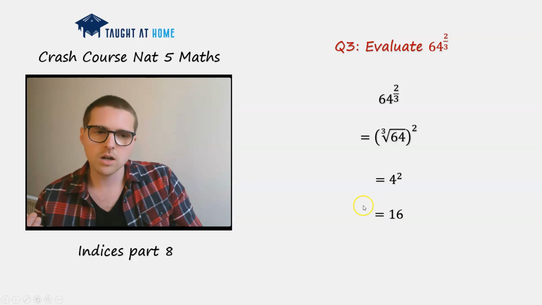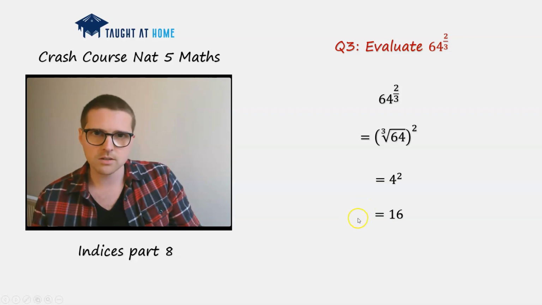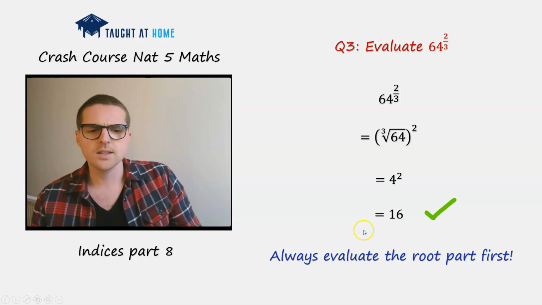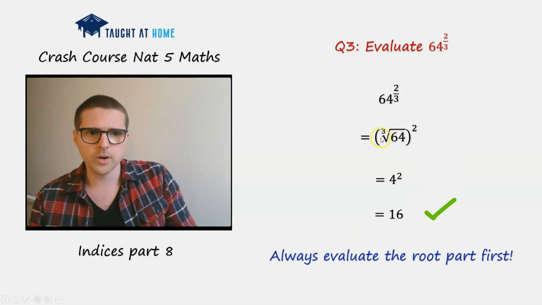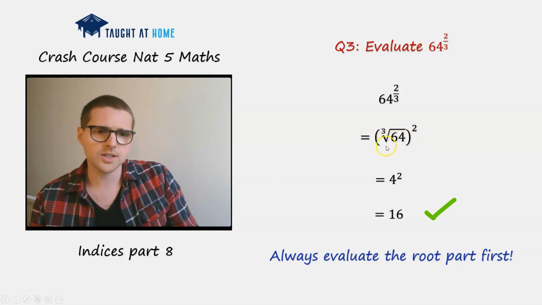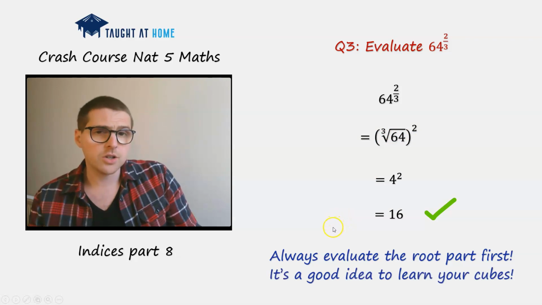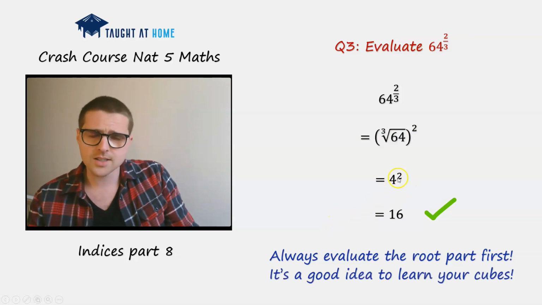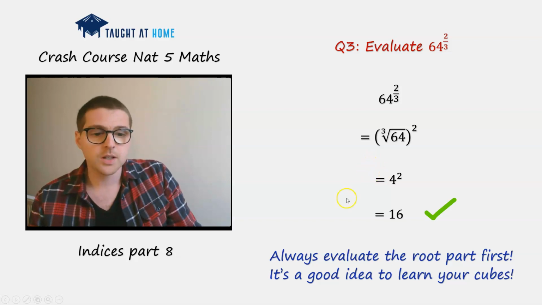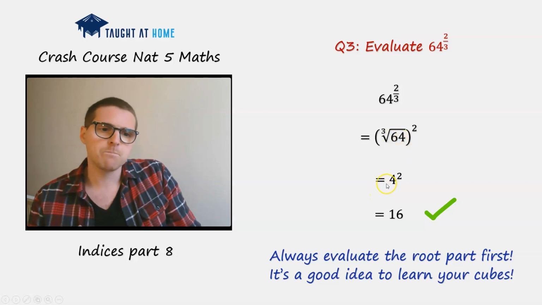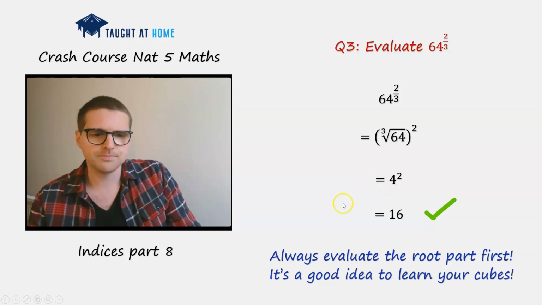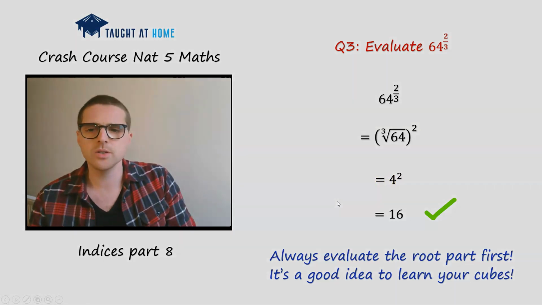So a couple of things to point out here to help you is that we're always going to evaluate the root part first. So whatever we put in the brackets. So here we're going to do the cube root of 64. It's a good idea to learn your cubes, because if you're asked this in an exam and you can't use a calculator, you have to know your cubes. You have to know that the cube root of 64 is 4, or conversely, 4 cubed is 64. Okay, so a few things to take note of there.